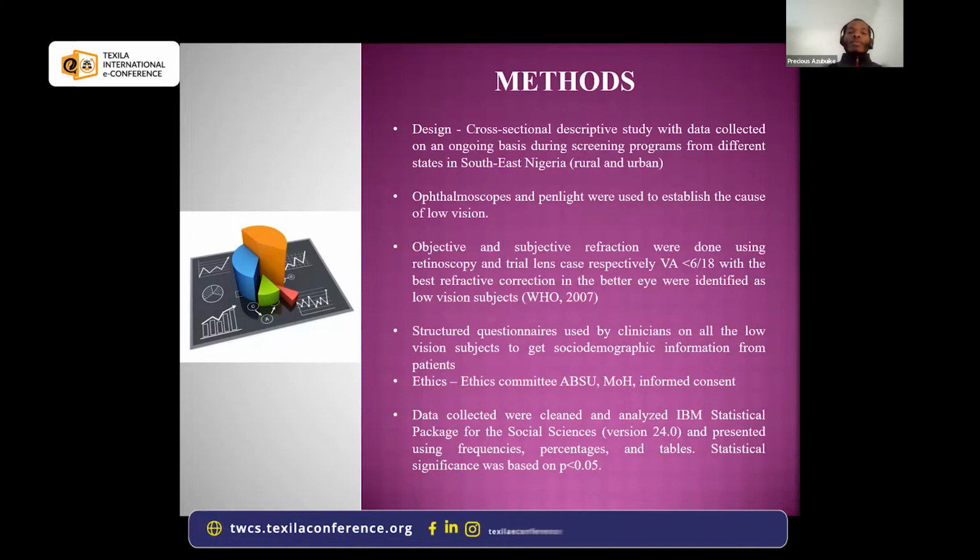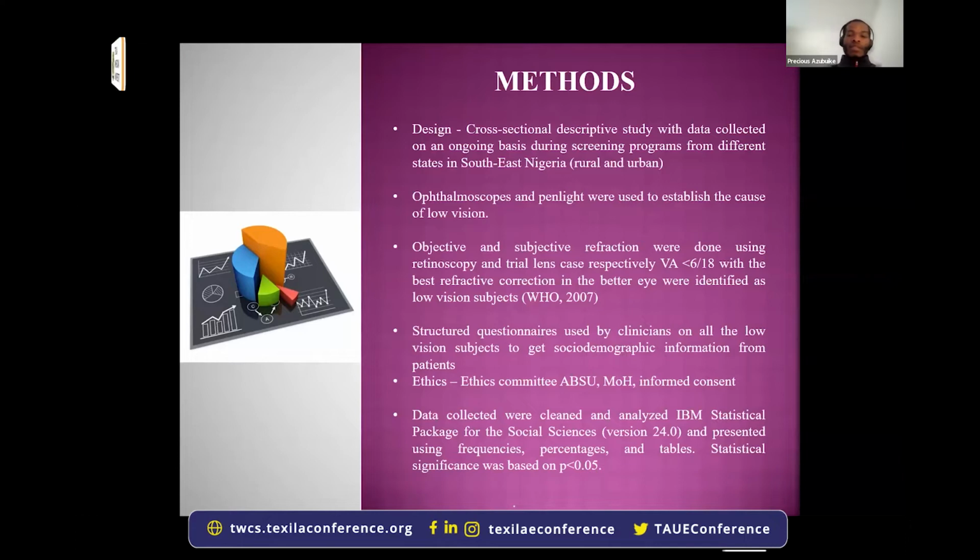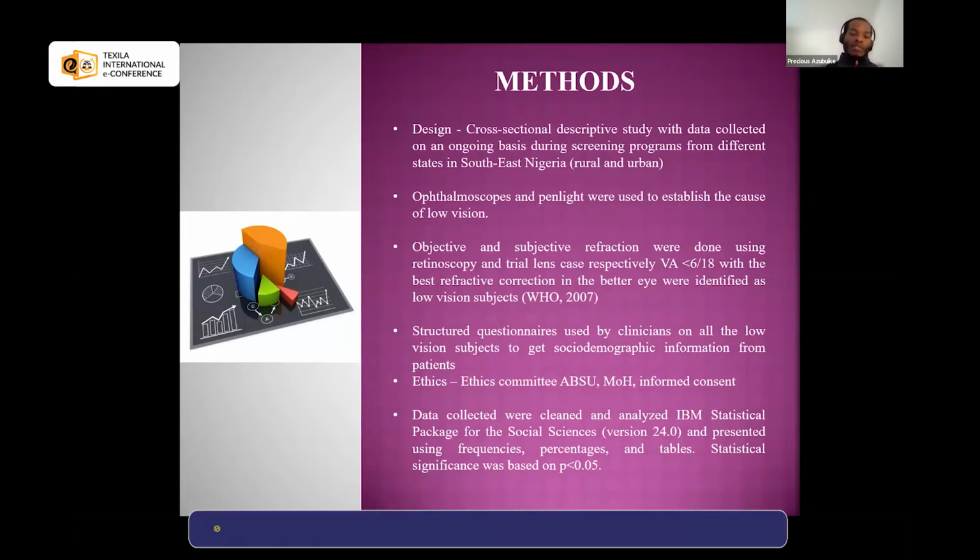Clinicians were also trained to utilize objective and subjective refraction skills in assessing the individuals who were screened. Those who had visual acuity of less than 6/8 to light perception were identified as low vision subjects according to the WHO standard for categorizing. For those individuals, we used structured questionnaires to collect socio-demographic data in order to characterize them.